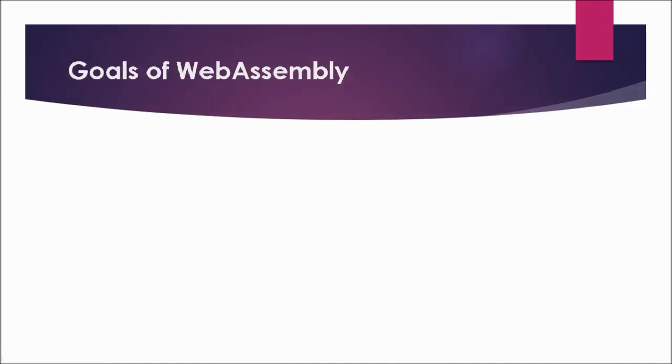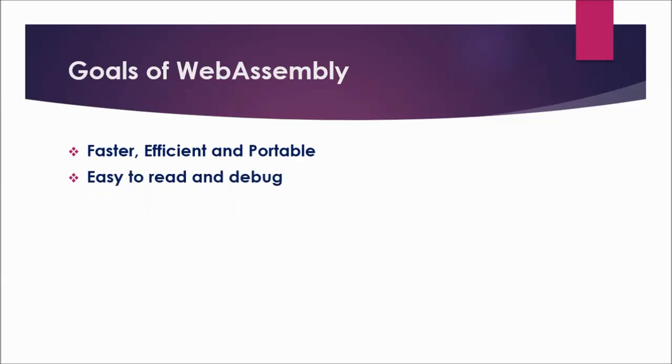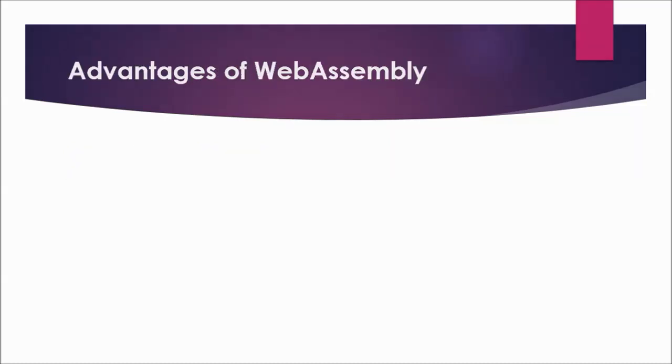Goals of WebAssembly. Here are the main goals of WebAssembly. Faster, efficient, and portable. WebAssembly code is meant to run faster on different platforms by taking the advantage of the hardware available. Easy to read and debug. WebAssembly, being a low-level assembly language, has text format support that allows you to debug the code for any issues and also to rewrite the code if necessary. Security. WebAssembly is safe to run on the web browsers as it takes care of the permission issues and authentication.